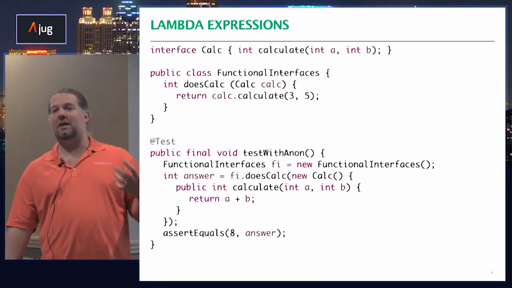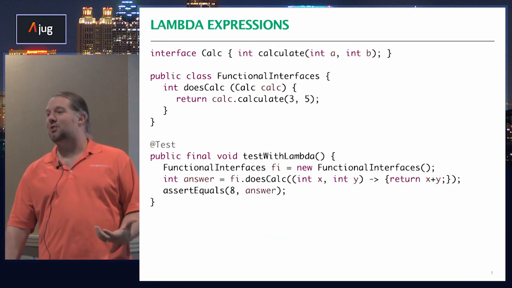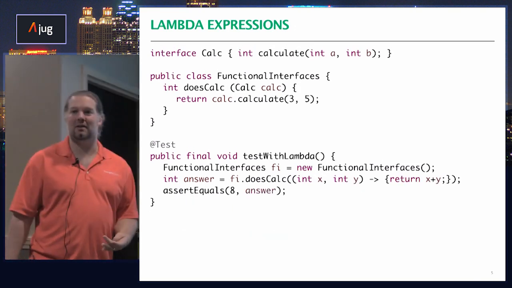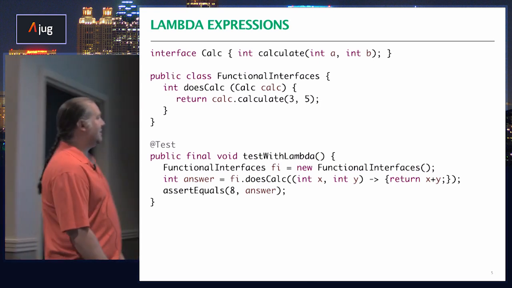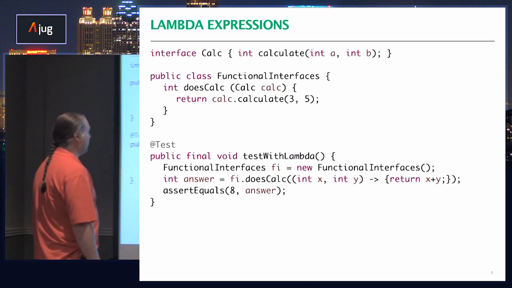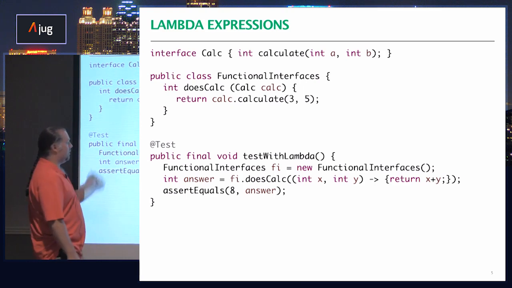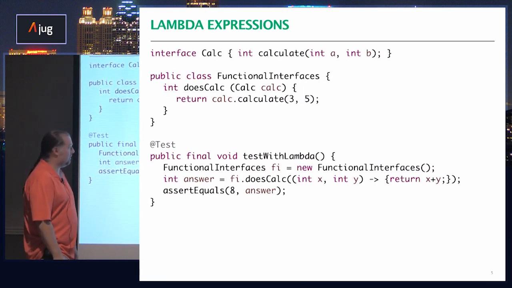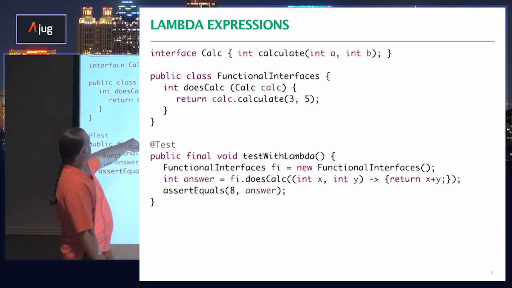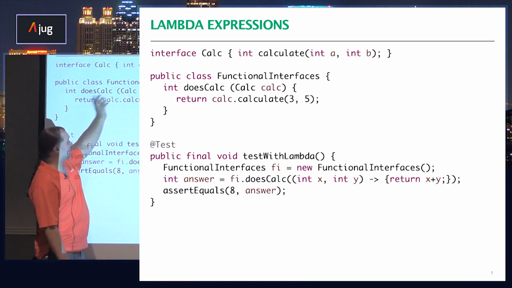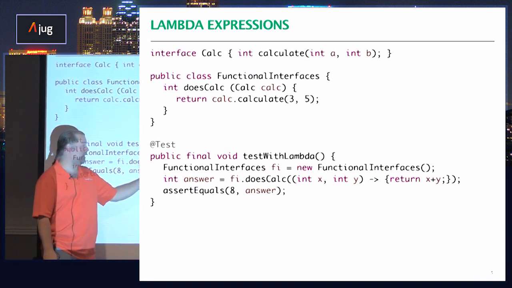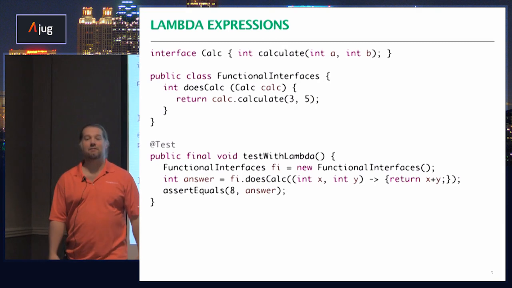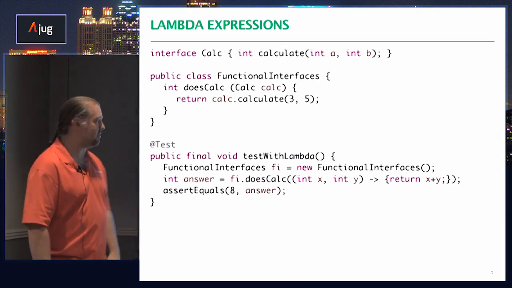So the first thing they've given us with Lambda expressions is just some syntactic sugar, because honestly, anonymous inner classes stink. Right? They're ugly. They block up your code. You can rewrite it much more nicely with a Lambda expression. So you'll notice that doesCalc takes an instance of Calc. And here I'm calling doesCalc, and I haven't actually given it an instance of anything. I've given it an expression, a Lambda expression.